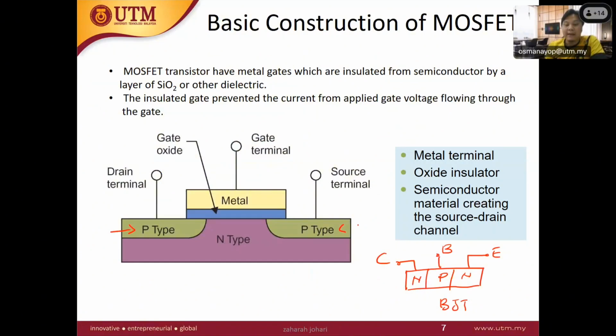These two semiconductor regions will each be connected to one terminal, which we call the source terminal, S, and the drain terminal, D. The output of this device is controlled by the gate terminal, G, at the middle. The gate terminal is connected to a metal here.